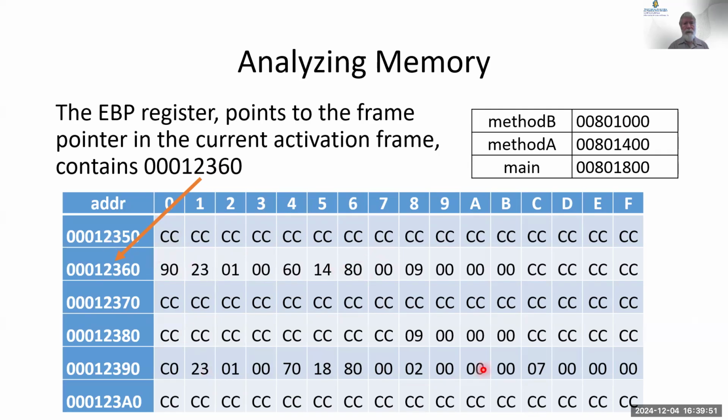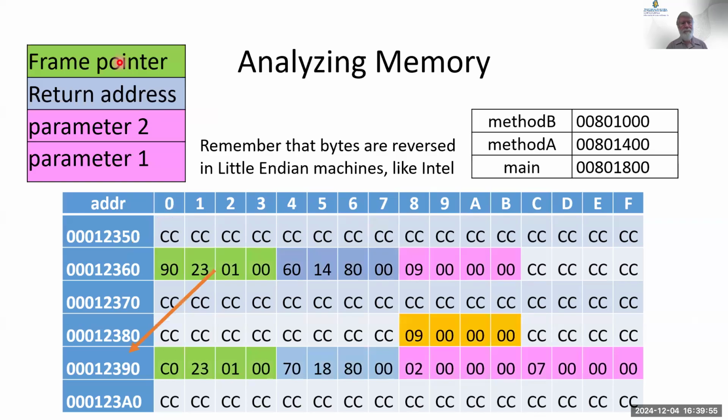So this is the memory in hexadecimal. Here it is. We have the frame pointer. So EBP is pointing to the frame pointer, and the beginning of that points to the previous frame pointer, and so forth. The return address is the next 4 bytes.